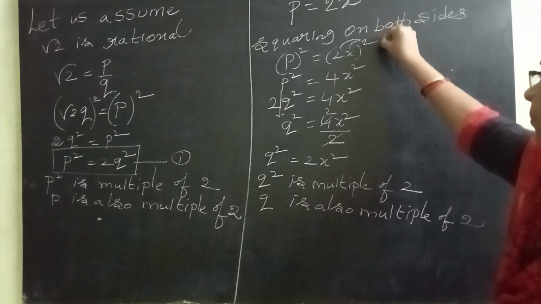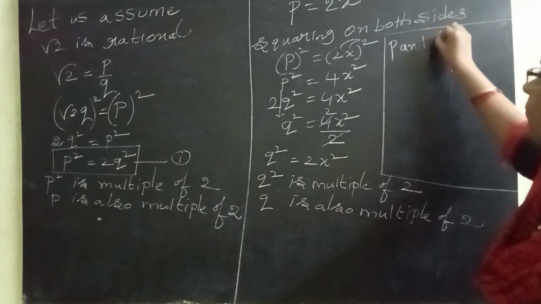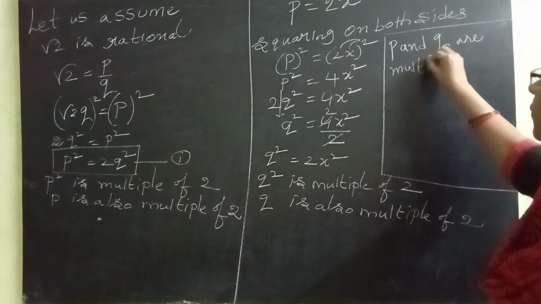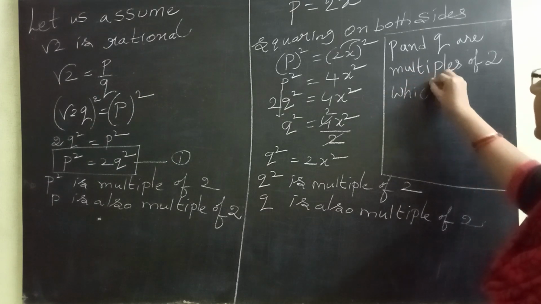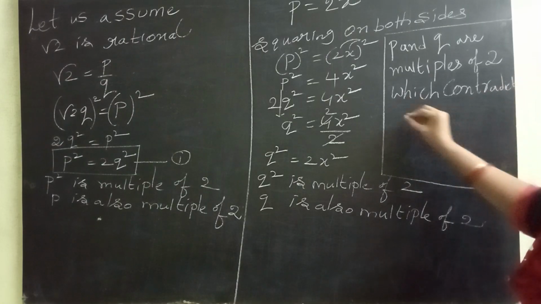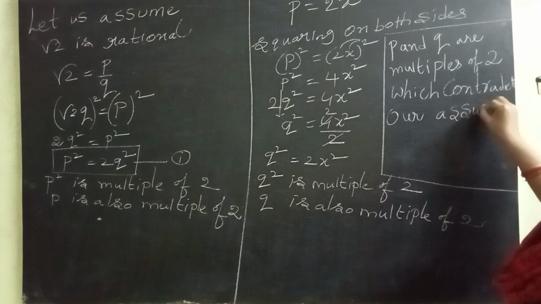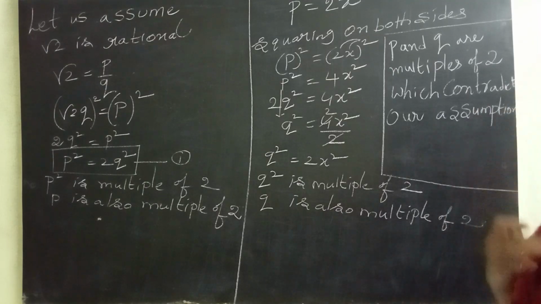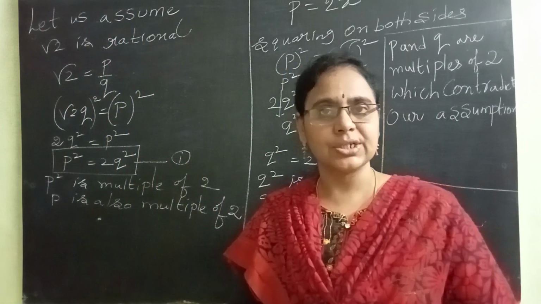So P and Q are multiples of 2, which contradicts our assumption. What did I assume here? Root 2 is rational.